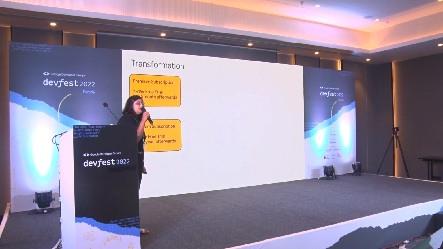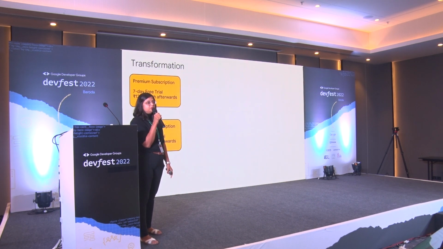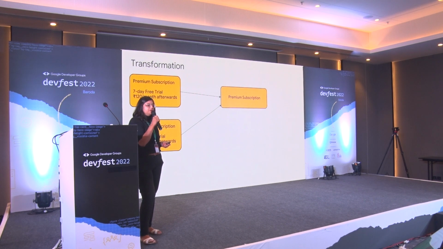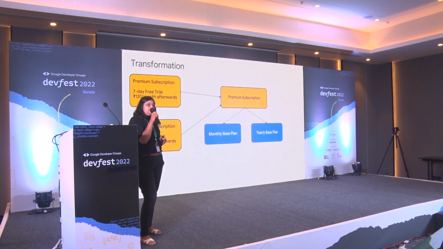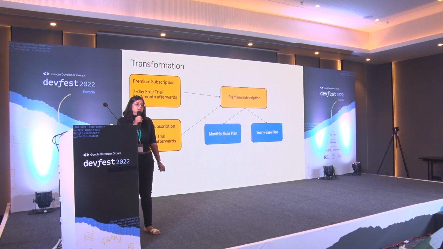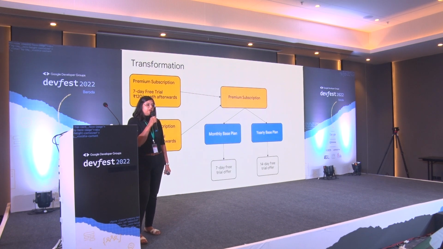How the transformation works. This is an example of how we used to have applications before version 5.0. We had a free trial monthly plan, and then we had a free trial along with the yearly plan. So now we have one single subscription plan for the premium version, and then we have a monthly base plan and yearly base plan divided into two. The subscription is now divided into two base plans, and then each one of them has its own individual free trial.